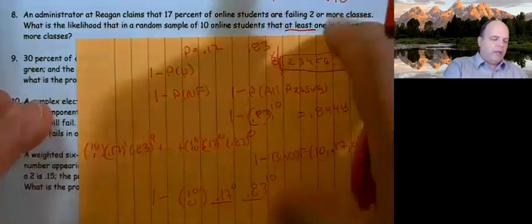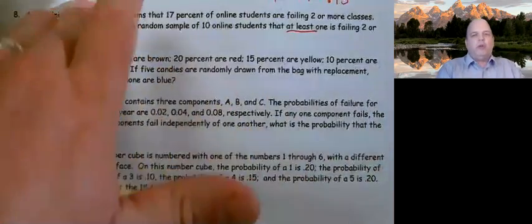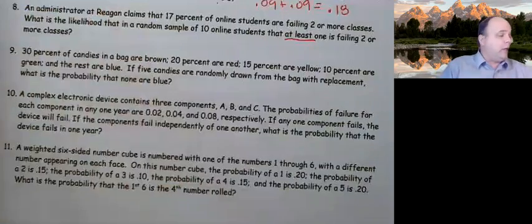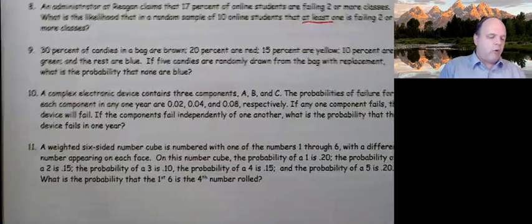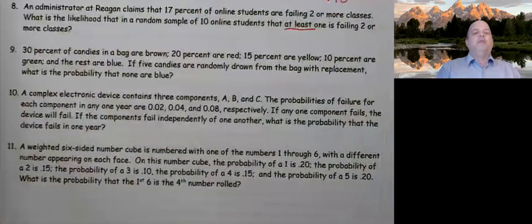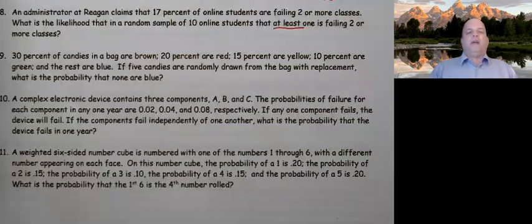Okay? All right. Maybe a little more information than you wanted, but I do want to relate those two problems to the binomial. And now that you know how to use the binomial, you can use that on the test. All right. 30% of candies in a bag are brown, 20% are red, 15% are yellow, 10% are green, and the rest are blue. If 5 candies are drawn with replacement, what's the probability none are blue?